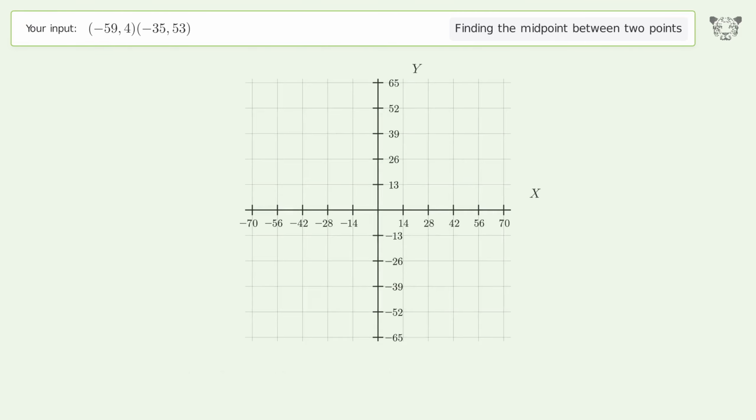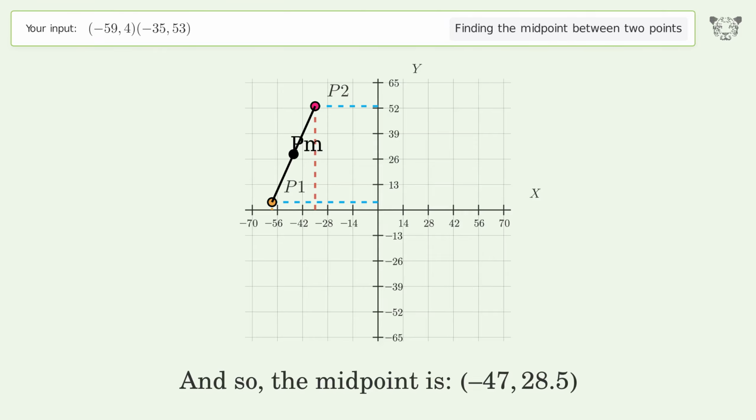And so, the midpoint is negative 47, 28.5.